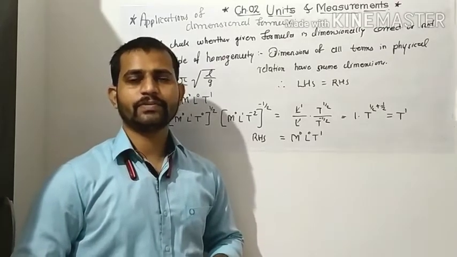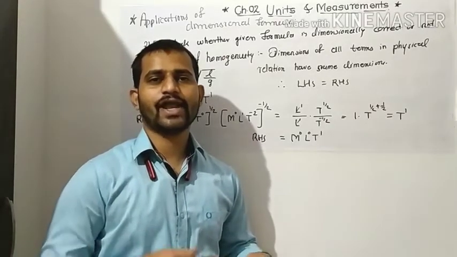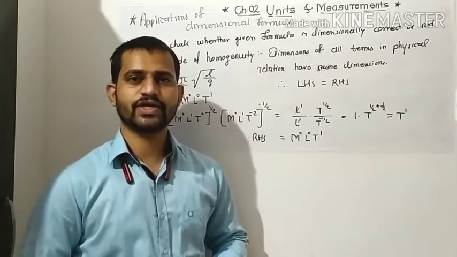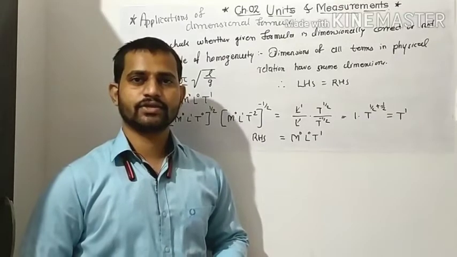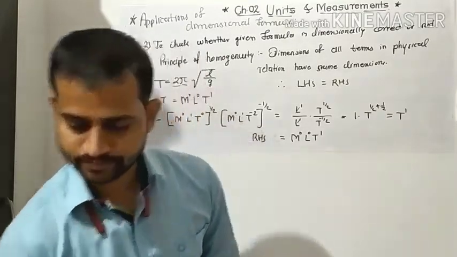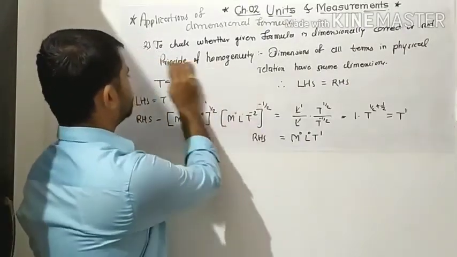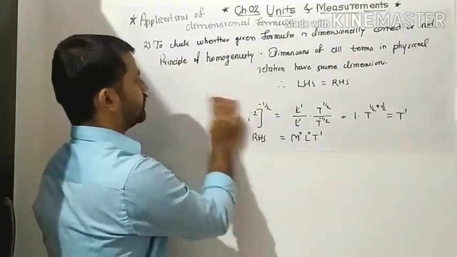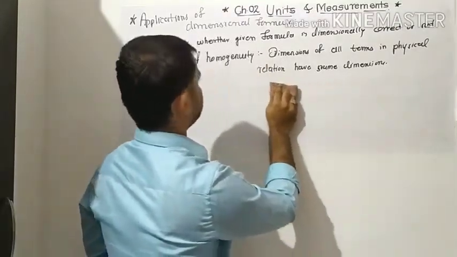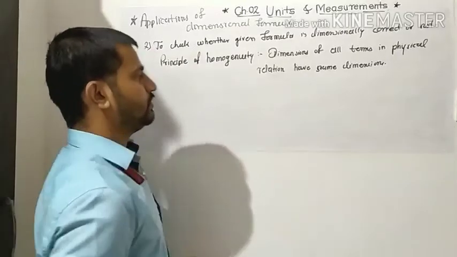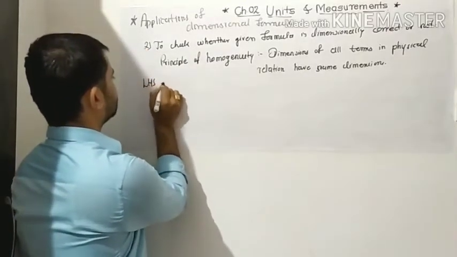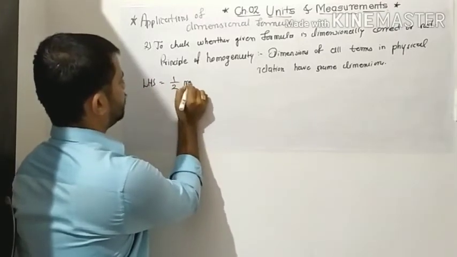We know that whatever the potential energy of the object, that will get directly converted into kinetic energy. So we can also write 1/2 mv square is equal to mgh. So can we prove it by using the dimensional formulas? Let us see, 1/2 mv square is equal to mgh. So if we think about the LHS, it is 1/2 mv square.